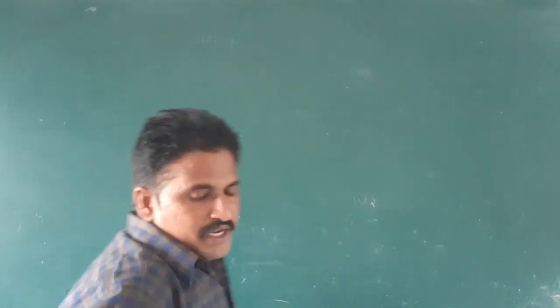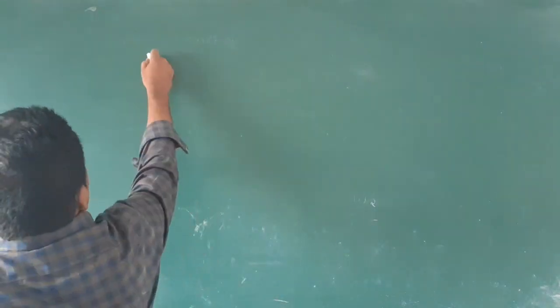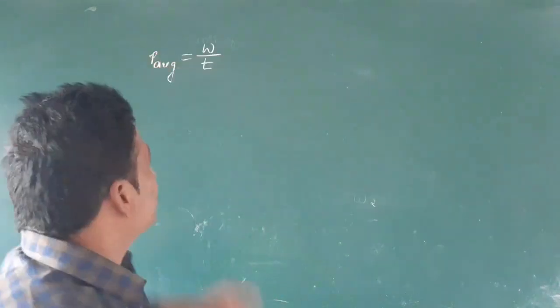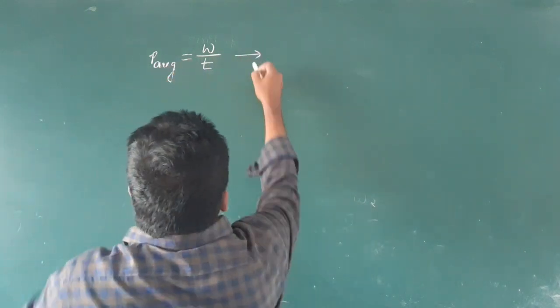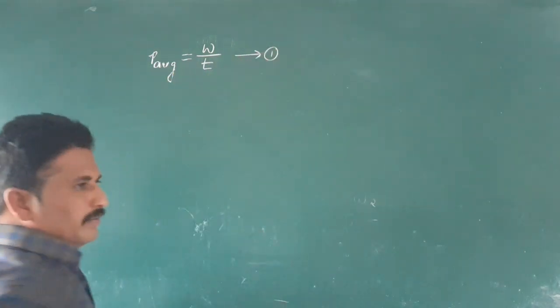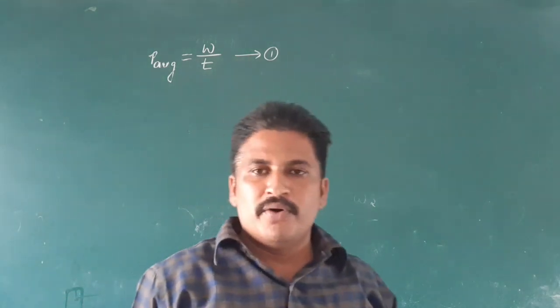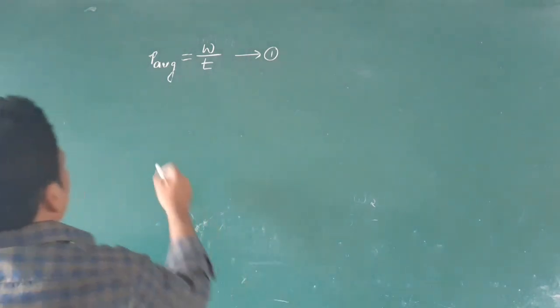Okay, next, students. I am going to explain the relation between the average power and the instantaneous power. Before going to it, we must know about average power and instantaneous power. Firstly, I will write here average power. Simply we can write work done by time, students, total work done by total time taken.